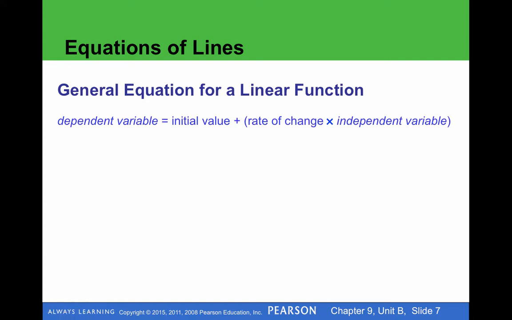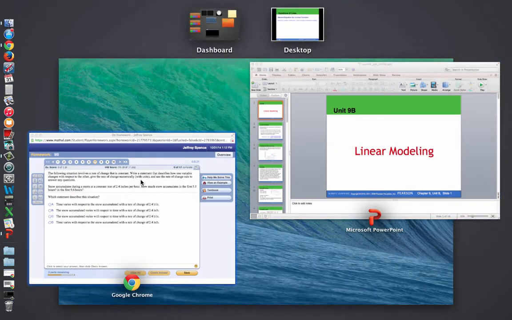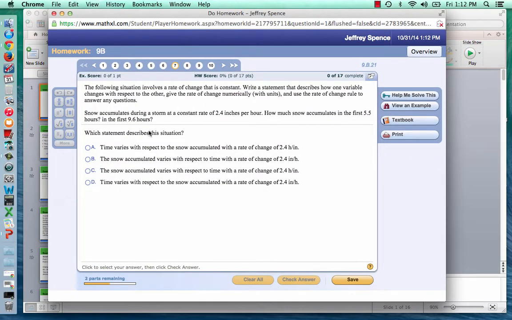Now, the general equation for a linear function. Let me show you an example here. The following situation involves a rate of change that is constant. Write a statement that describes how one variable changes with respect to the other. Give the rate of change and use the rate of change to answer any questions.